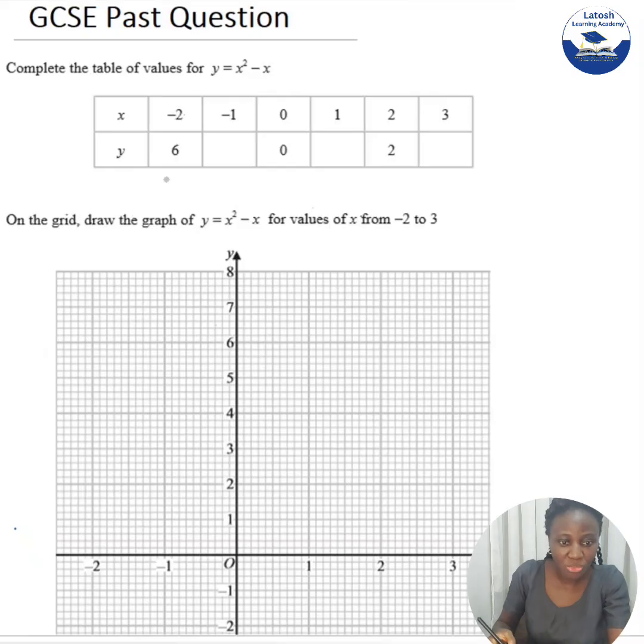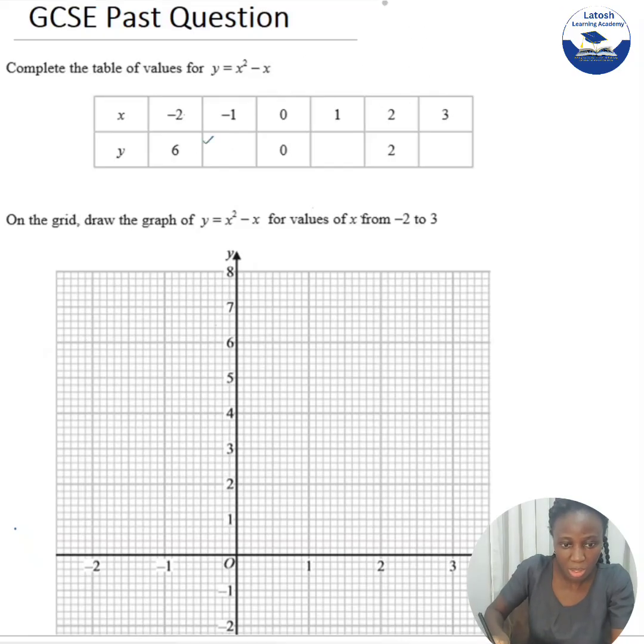Complete the table of values for y equals x squared minus x. We are given some values for y, and the values of x range from -2 to 3. So they have given us the value for y when x is -2. So we have to find the value for y when x is -1.